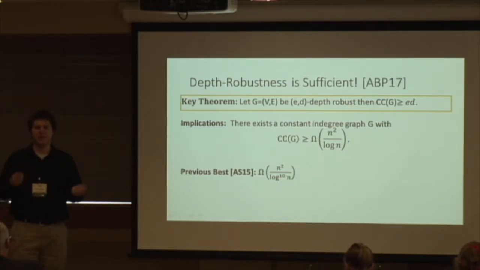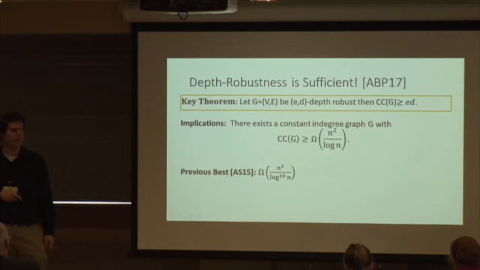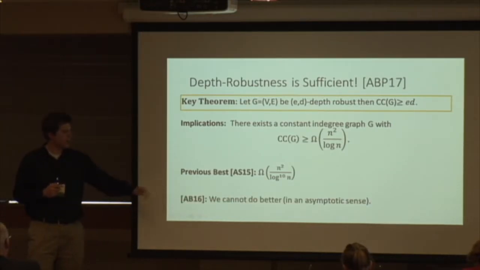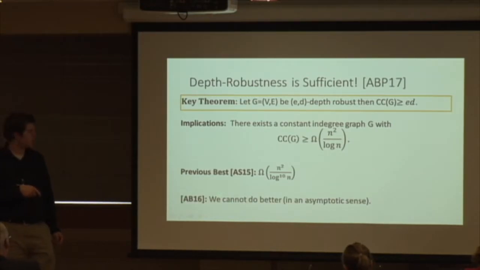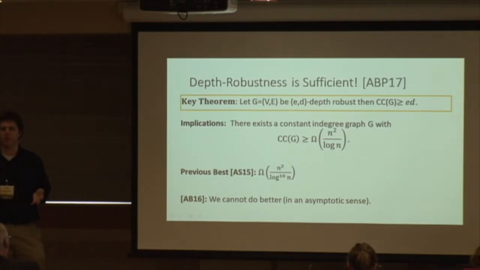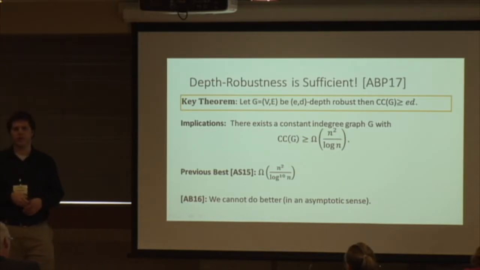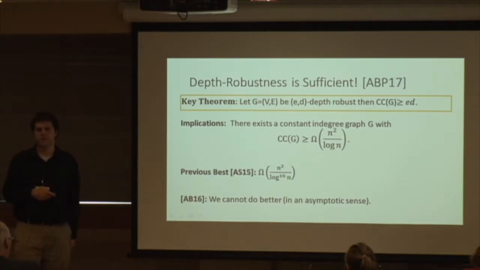Now that's nice in theory, but in practice, this log to the 10 term is astronomically large. So in practice, this bound is actually not meaningful. And finally, I'll note that we also have a matching upper bound. So in an asymptotic sense, this is actually the best you can hope for. You can hope to get a memory hard function that has complexity n squared over log n. But if you demand that your graph has constant in-degree, then you really can't do any better than this.